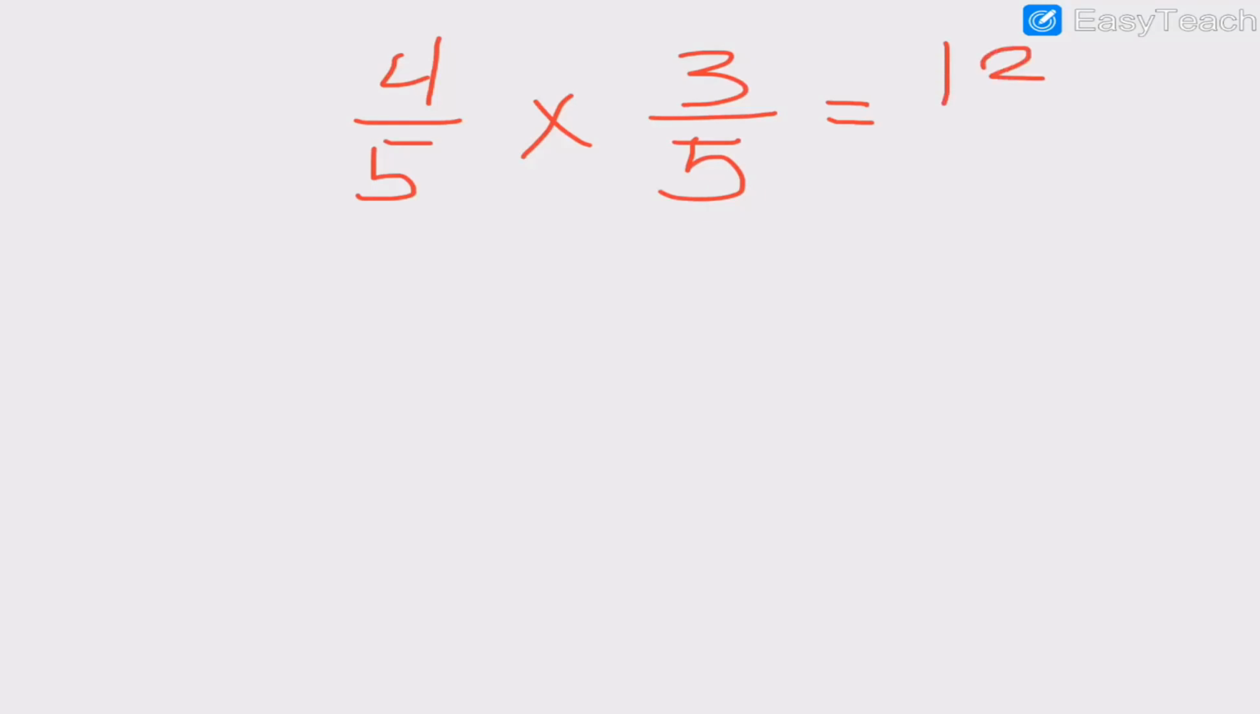Let's try 4/5 multiplied by 3/5. So what we need to multiply is numerator to numerator, denominator to denominator. So let's try 4 times 3, that is 12. 5 times 5, that is 25. Therefore, that is the final answer.